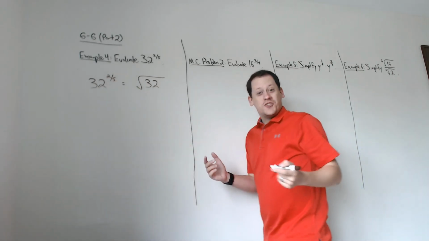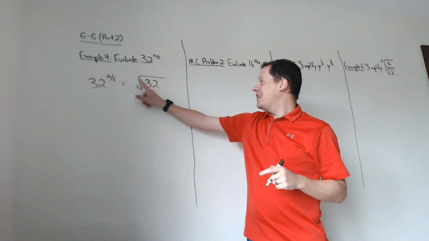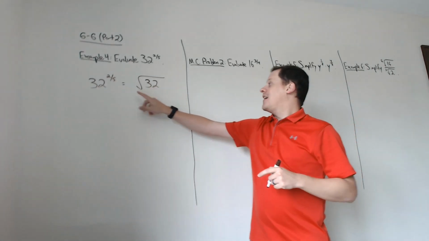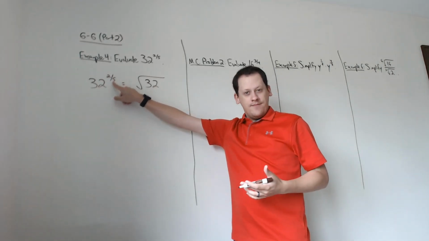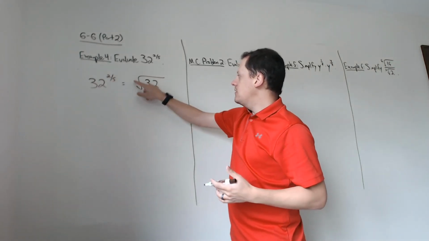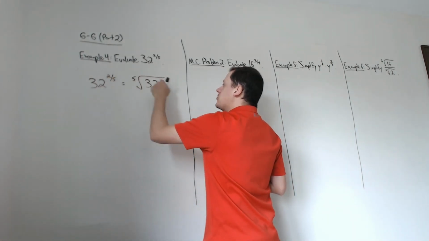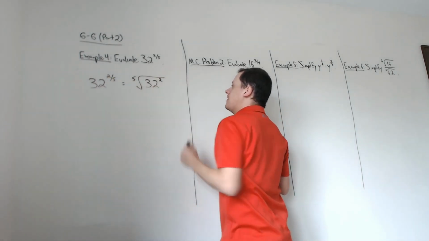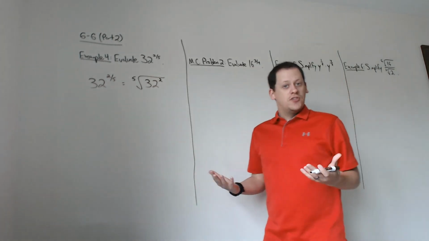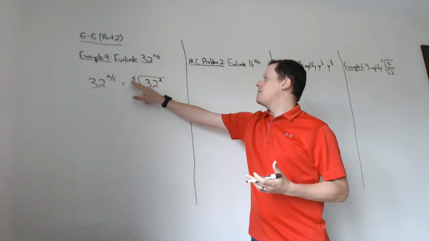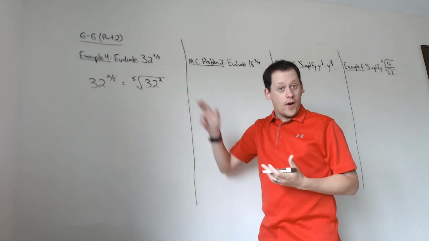It's all a matter of where the 2 and the 5 goes. One of them goes here, one of them goes here. The number in the bottom of the fraction here is the root. So this is going to be a 5th root, and the 2 is the exponent here. So 32 to the 2/5 power is the same thing as the 5th root of 32 squared.